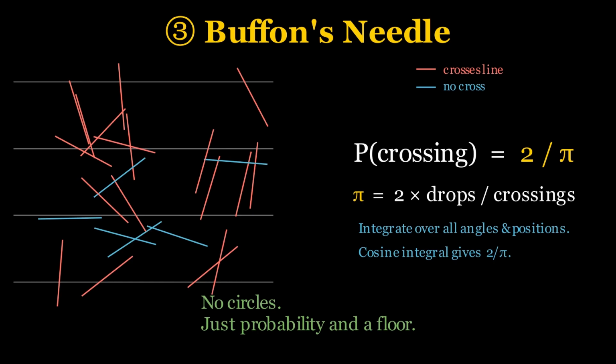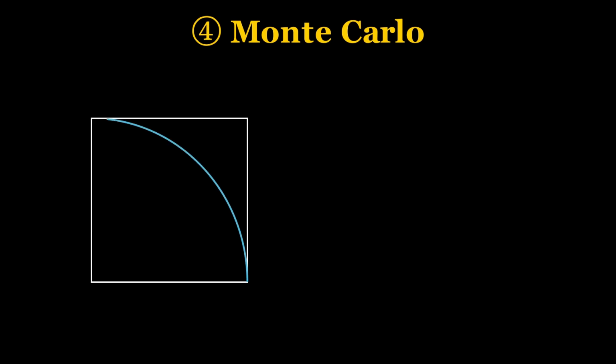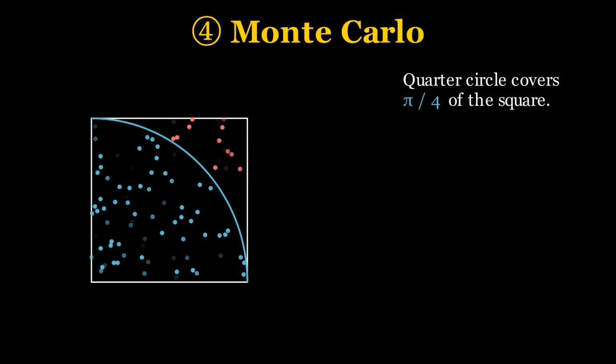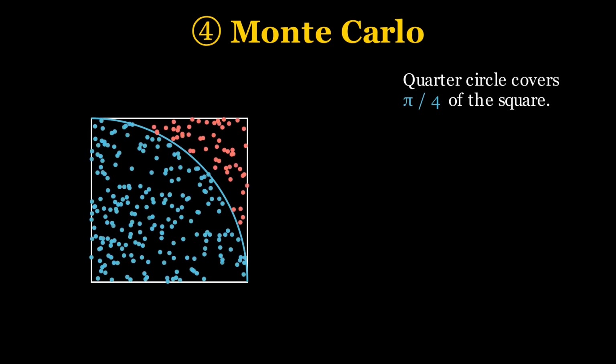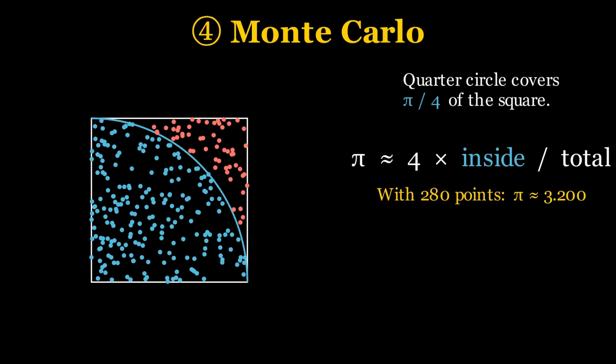Number 4. Monte Carlo. Draw a square, inscribe a quarter circle. It covers exactly pi over 4 of the square's area. Throw random points. Hits inside the curve divided by total throws converges to pi over 4. Multiply by 4, you've got pi. 10 lines of Python, 1 million random points. It works. Convergence is slow. 100 times more points for 1 extra decimal place.